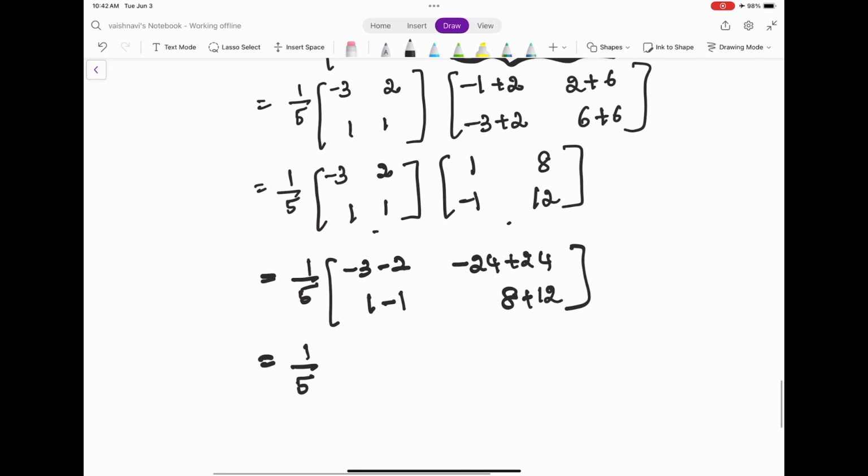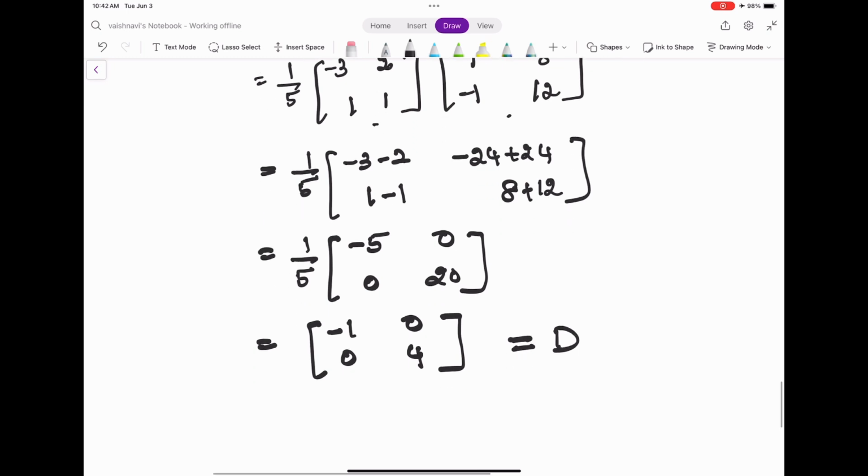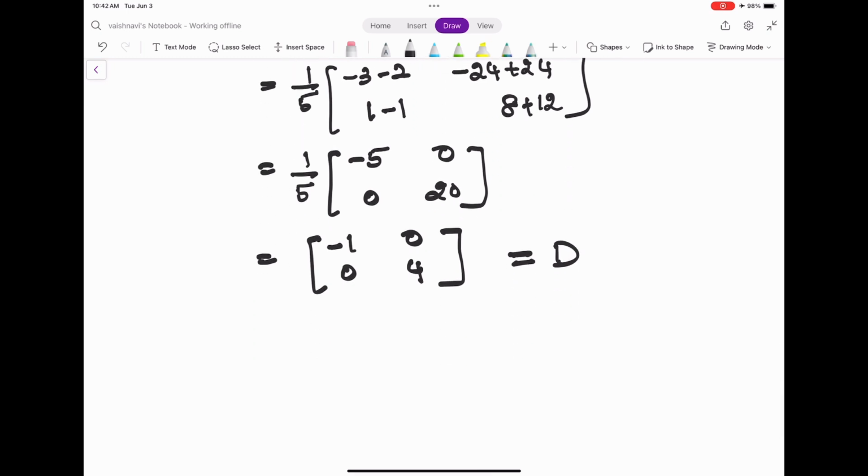So what I will do is simplify this. It is minus 5, 0, 0 and 20. Now I will multiply by the 1 by 5. So I'll get minus 1, 0, 0 and 4. First and foremost, you have to check whether it is a diagonal matrix. Yes, it is a diagonal matrix because I have only the diagonal elements. Rest all the elements are 0. Yes, the first condition is proved. It is a diagonal matrix.